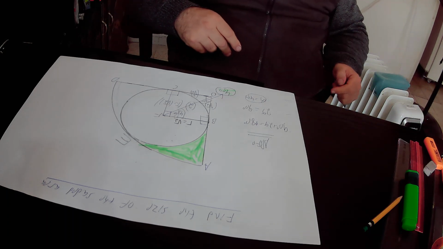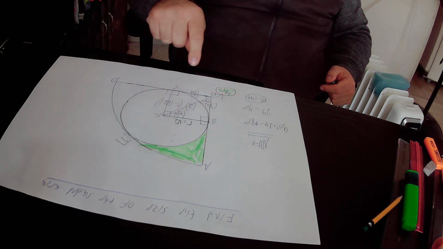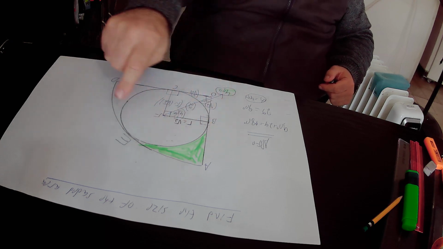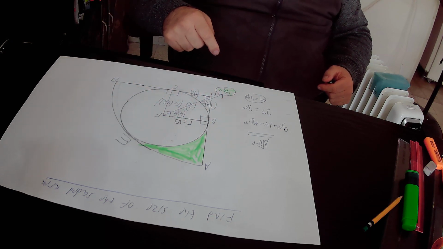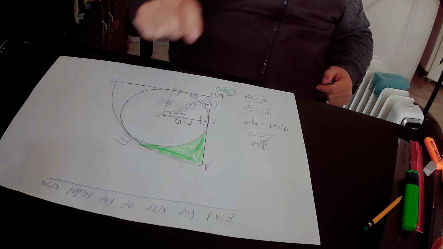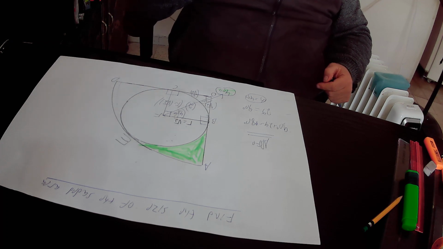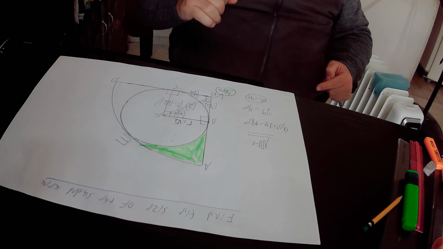Why? Because this small circle is located inside the big quarter circle, and they touch each other internally at point E. For that reason, we can implement rule 9 here.